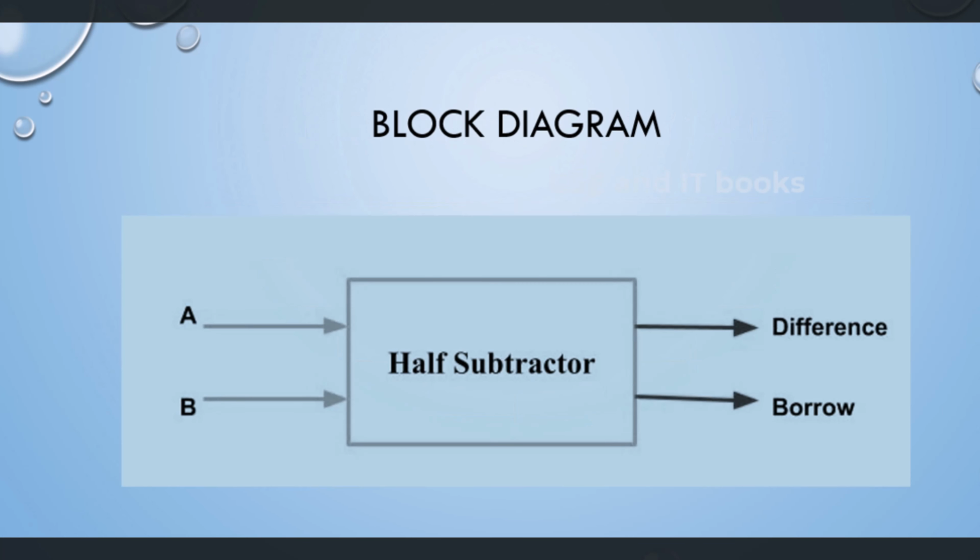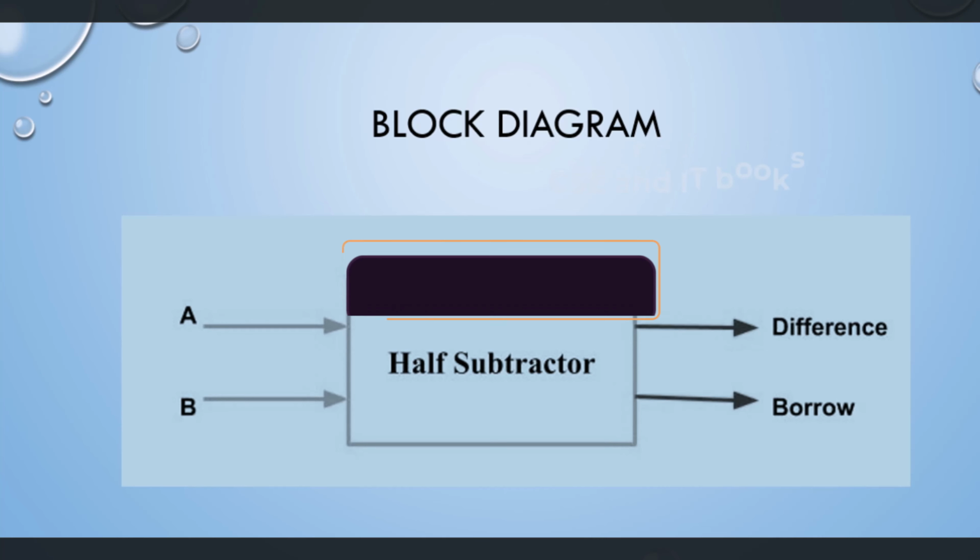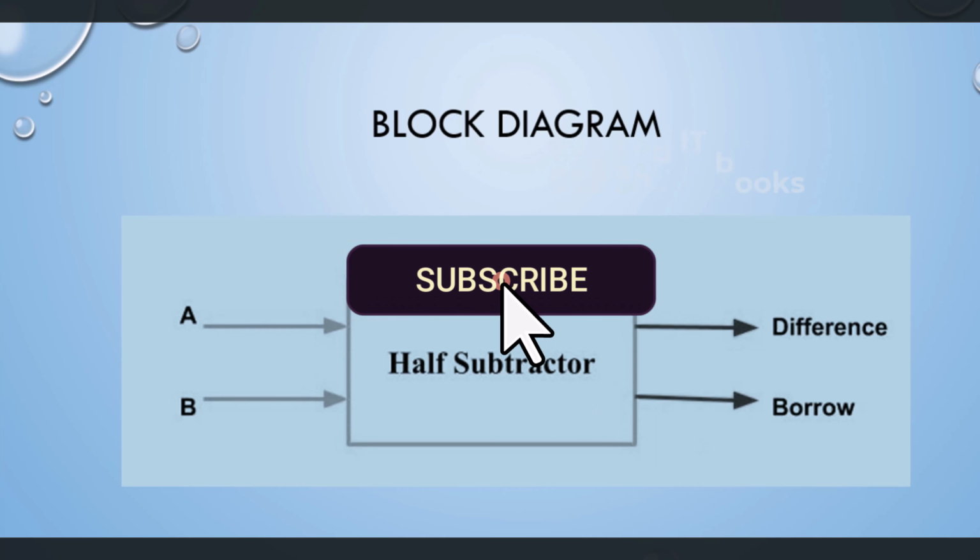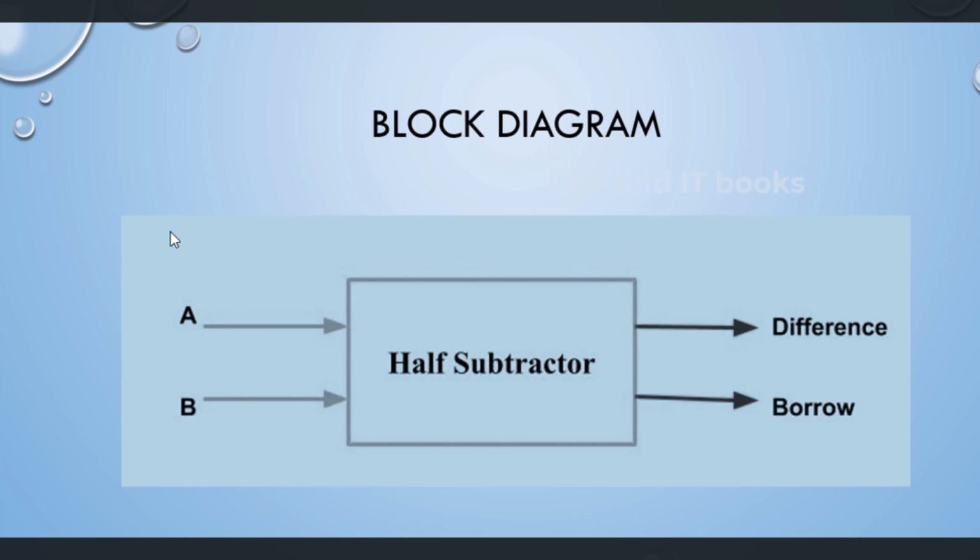Now, this is the block diagram for the half subtractor, where there are two inputs A and B, and two outputs, difference and borrow.